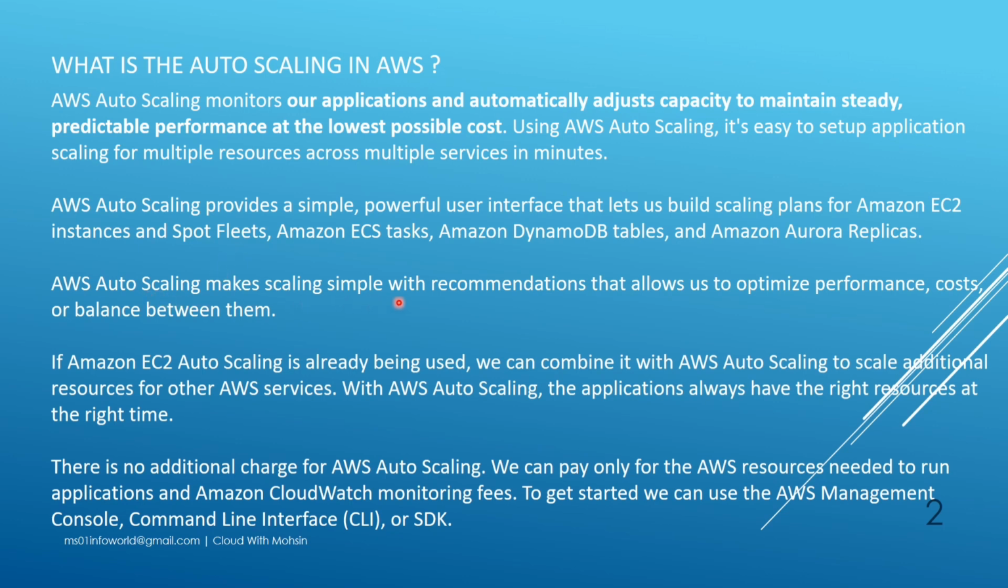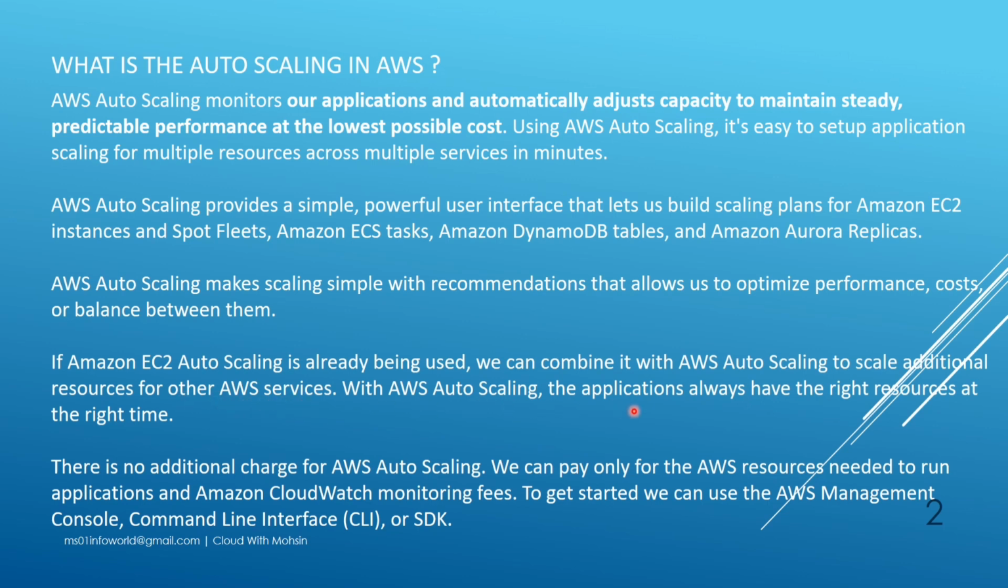AWS Auto Scaling makes scaling simple with recommendations that allow us to optimize performance, cost, or balance between them. So we can improve the performance or lower the cost or balance between them using this auto scaling feature. And it's not that we have to start from zero. If auto scaling is already being used, then we can combine it with auto scaling to scale multiple resources for other AWS services.